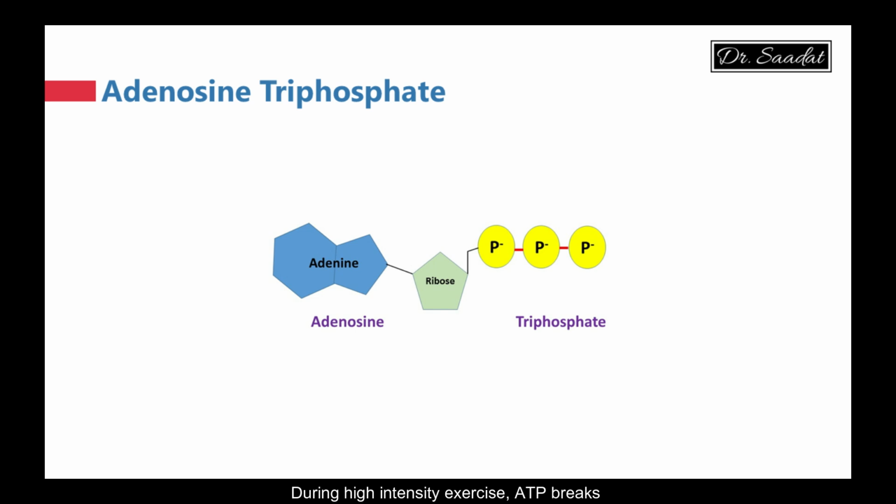During high-intensity exercise, ATP breaks down quickly, and the energy stored in the bonds between phosphate groups is released to fuel muscle contractions. Unfortunately, the body's stores of ATP are very limited, lasting only a few seconds at maximum exertion.